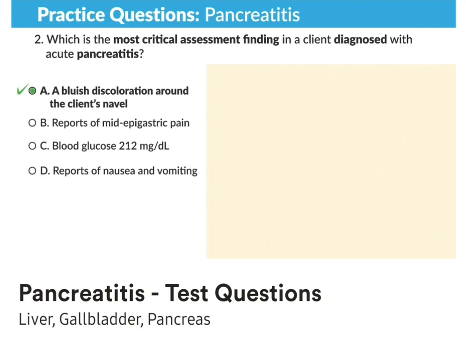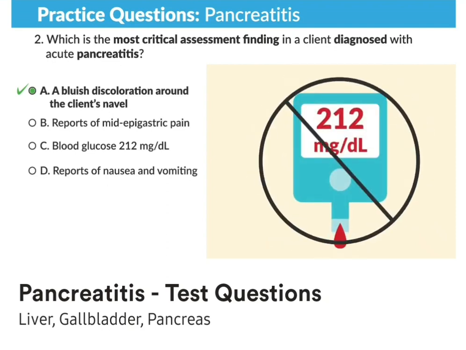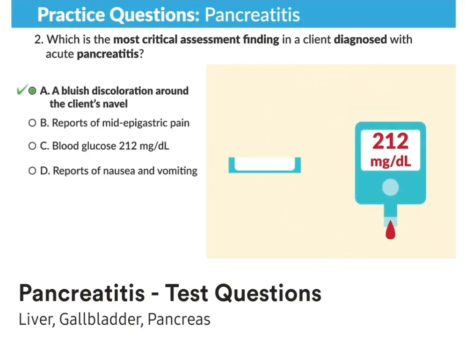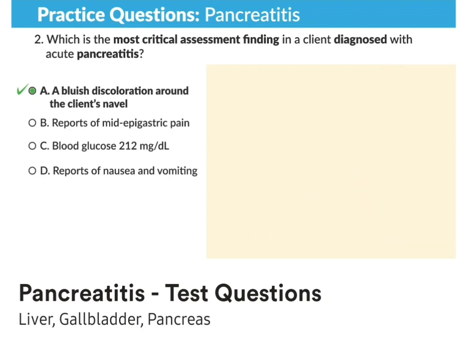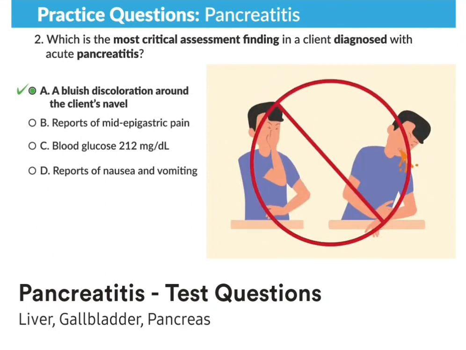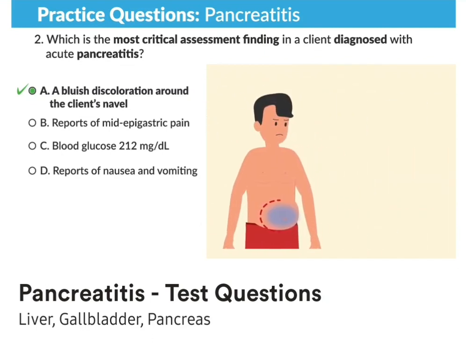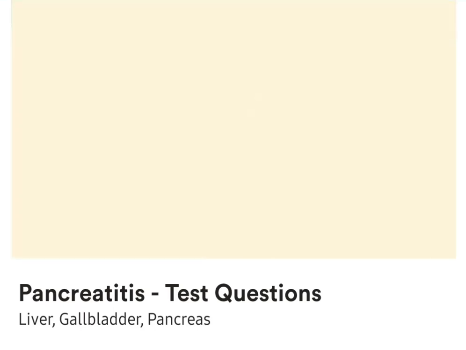And option C is also incorrect. A blood glucose of 212. Now, this is technically elevated since normal glucose is 70 to 110, but this will not kill the client, so it's not the most critical assessment finding. Now, option D, also incorrect. Reports of nausea and vomiting. Once again, it's not going to kill the client here, so option A is the most critical as it indicates bleeding, that hemorrhagic pancreatitis. All right, that wraps it up.